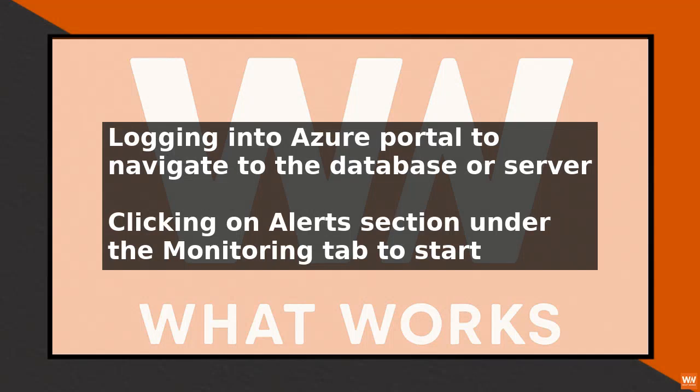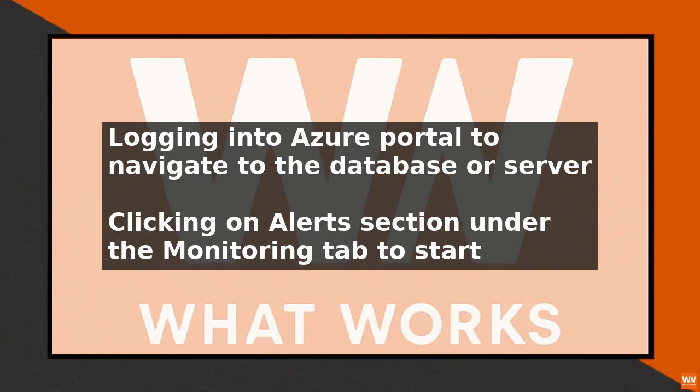To create an alert for Azure SQL Active Directory authentication, start by logging into the Azure portal and navigating to the Azure SQL database or server you want to monitor. Click on the Alerts section under the Monitoring tab. Next, click on New Alert Rule and select the Azure Active Directory Authentication sign-in log as the signal type.